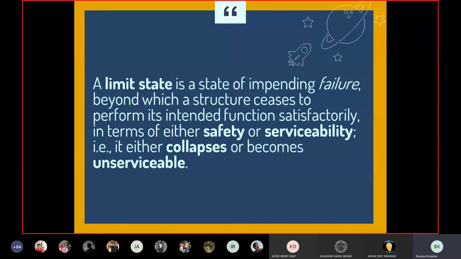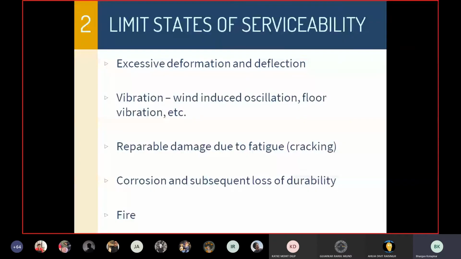You can still use it, but it's not comfortable. You have to reboot the system, do a factory reset, or do some repair so that it is comfortable for you to use. So you can say hanging of a phone is a limit state of serviceability for the phone, and any physical damage caused to the phone is a limit state of safety. Similarly, there are limit states of safety and serviceability for a structure.